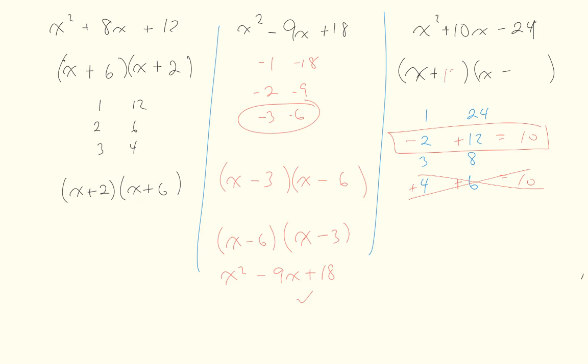So it must be x plus 12 and x minus 2, right? It can be, of course, the reverse order, x minus 2 and x plus 12. It may not, however, be x minus 12 and x plus 2, right? That would actually give me x squared minus 10x minus 24. Okay, so here's a couple examples. Just on the next slide here, we'll give the general pattern.